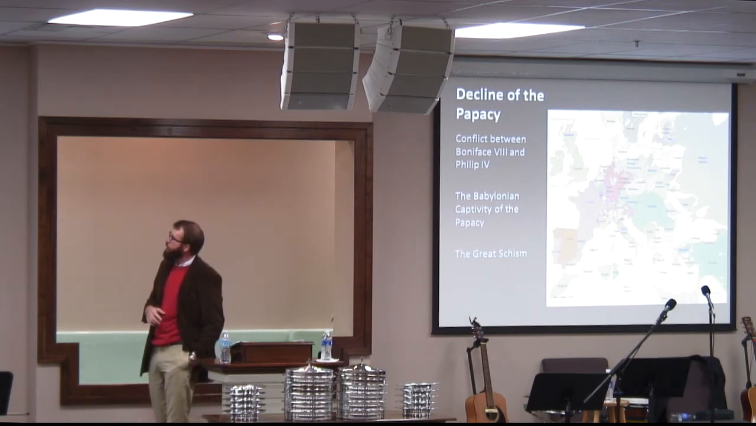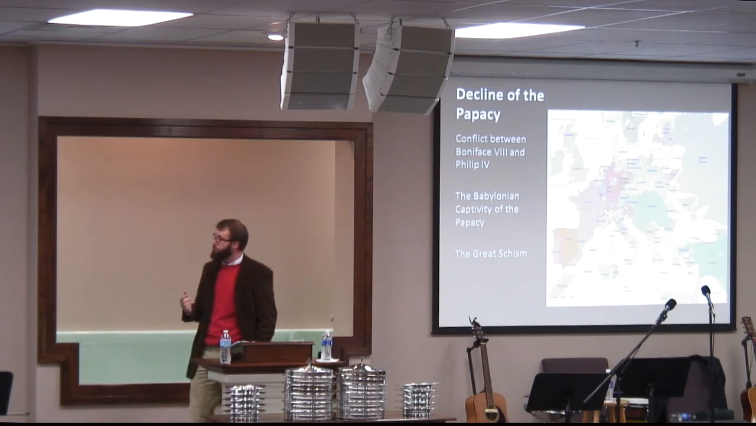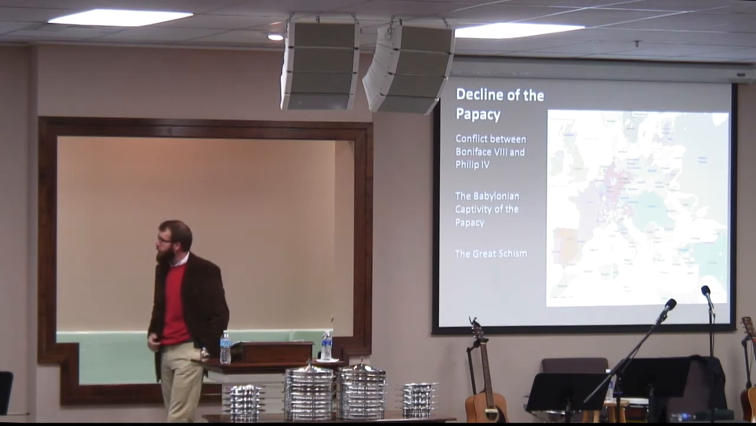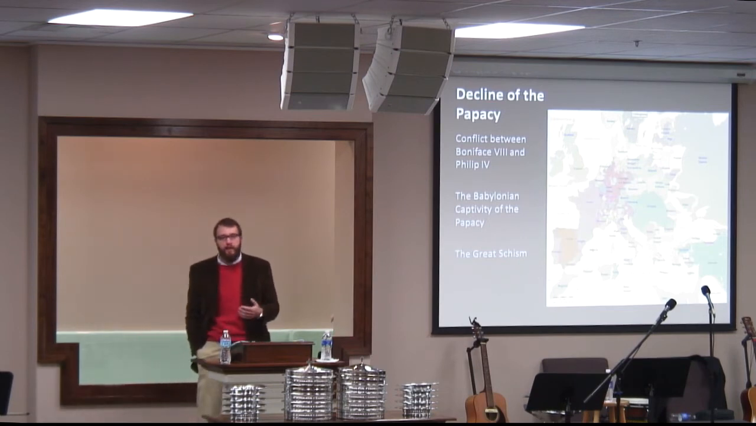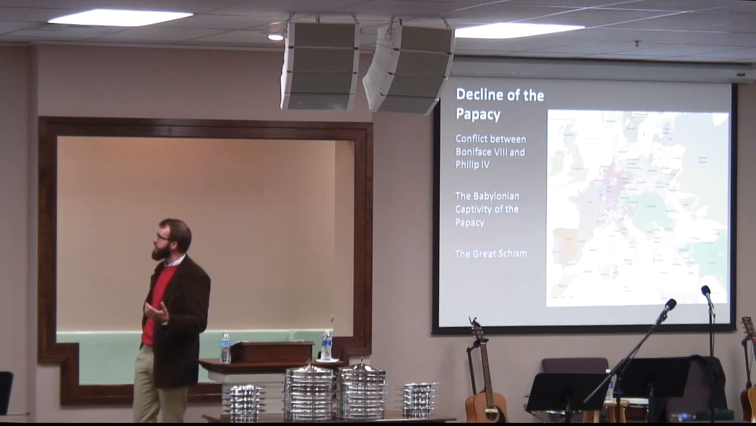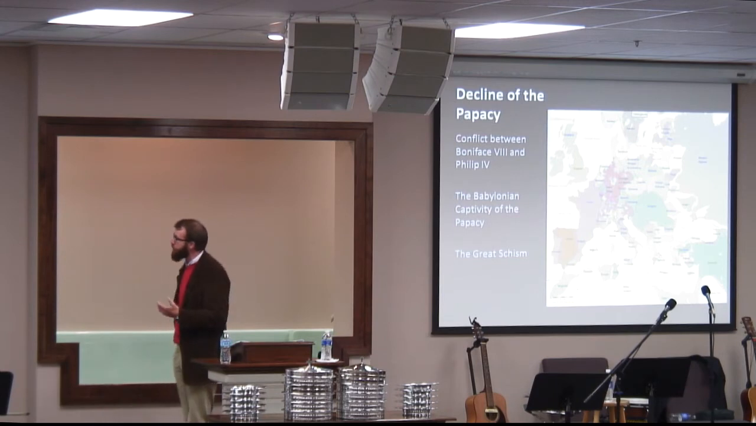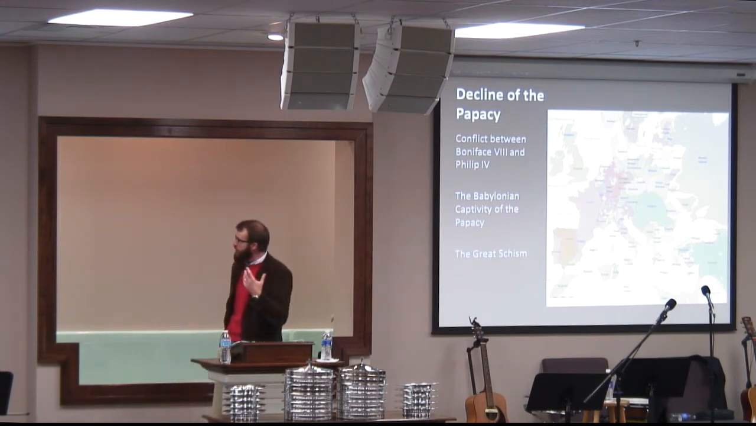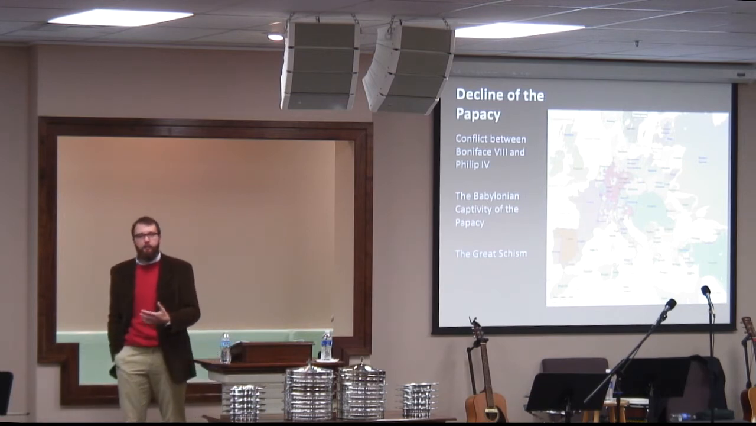Philip IV is going to be famous for a number of things, none of them really good. But he is going to be famous for really unifying France. He's one of the last of the Capetian kings. These are the guys that take over from the Carolingians. They're the counts of Paris, and this is one reason why Paris is going to become the capital of France.